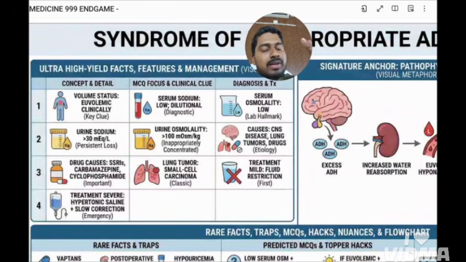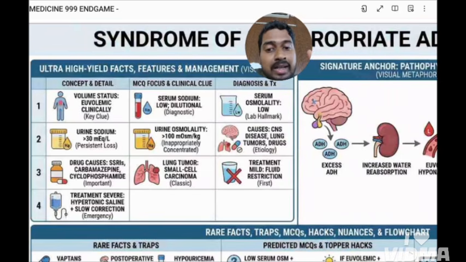What happens to urine sodium? I told you, sodium is excreted, so urine sodium is high, more than 20, and more than 30 is also true. Next, urine osmolality. I told you diuresis is not happening, so the volume of urine is low, but sodium is high. So osmolality of urine increases, which means you get a concentrated urine. So low urine output along with concentrated urine is seen in SIADH.